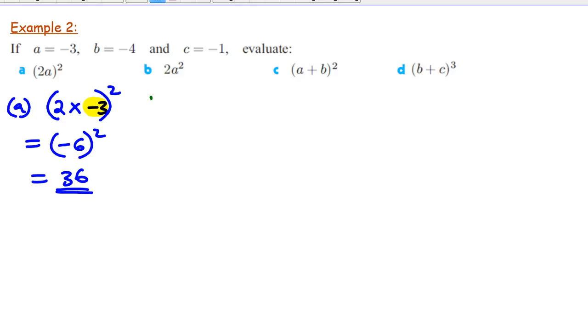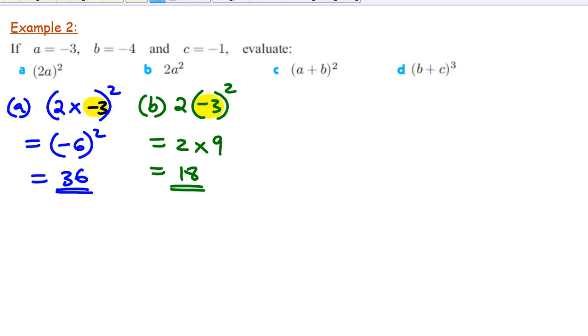But B, I have 2s squared, so 2 in bracket, a is -3, squared. Remember, what I've replaced again is -3 here. So what I will end up with here is 2 multiplied by 9, because -3 squared is 9. That will be equal to 18.